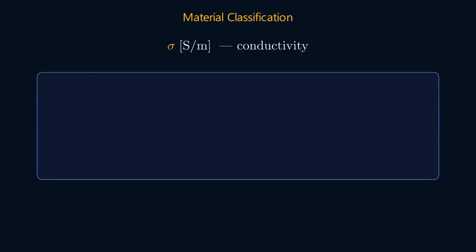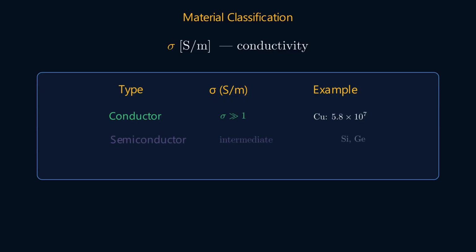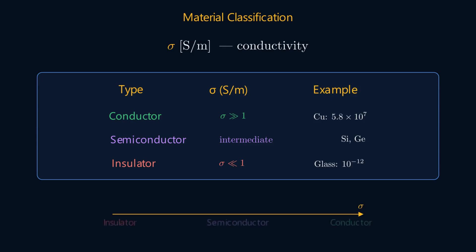So far, we have studied electric fields in free space, a vacuum with no material present. But real engineering involves conductors, insulators, and semiconductors. How do we classify them? The key property is conductivity, sigma, measured in Siemens per meter. A material with high conductivity, sigma much greater than 1, is a metal or conductor. Copper has sigma around 5.8 times 10 to the 7th.